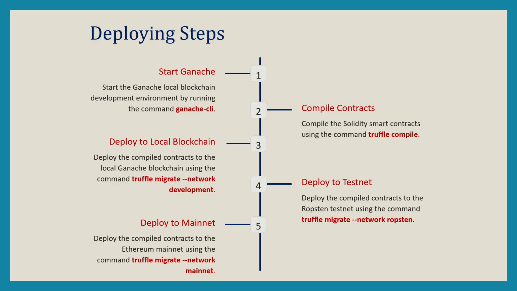Then you deploy it to testnet, which is testing out the beta version, right? You have tested it on your own device. Now you test it on the beta version. So deploy the compiled contracts to the Ropsten testnet using the command truffle migrate --network ropsten. Finally, you release it on the App Store to the public and deploy it to the mainnet. Deploy the compiled contracts to Ethereum mainnet using truffle migrate --network mainnet.